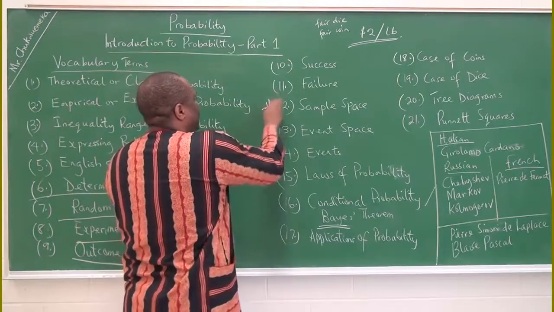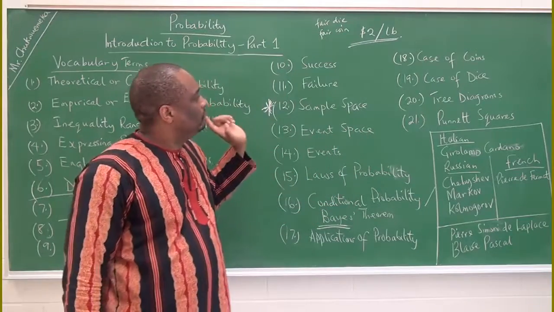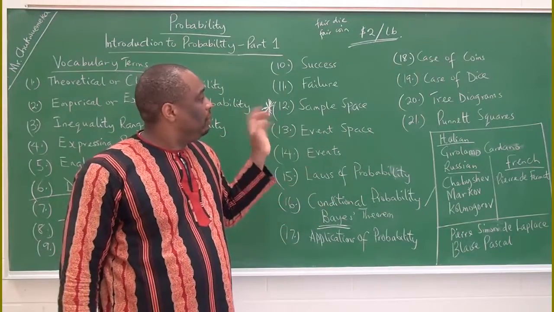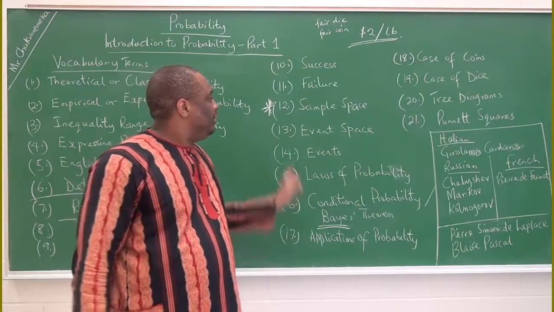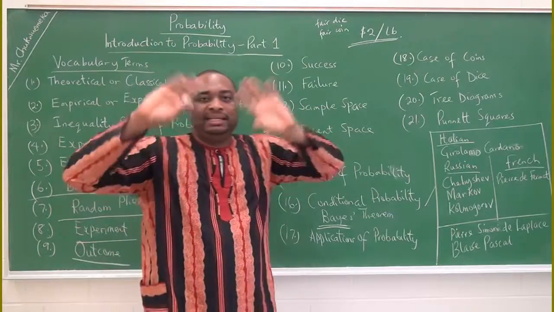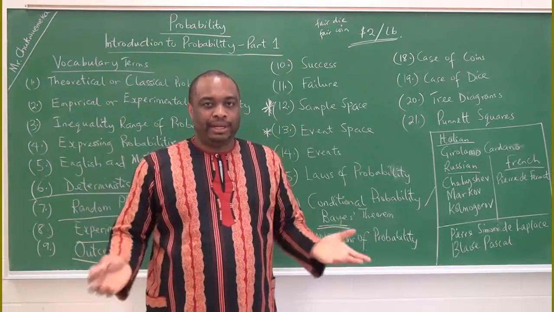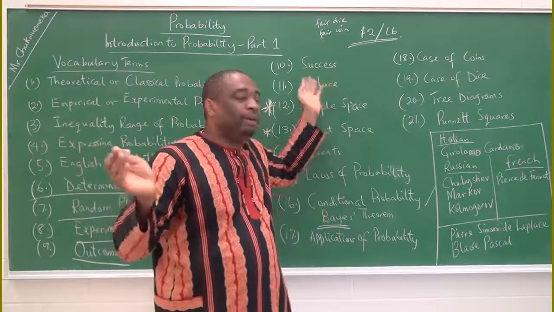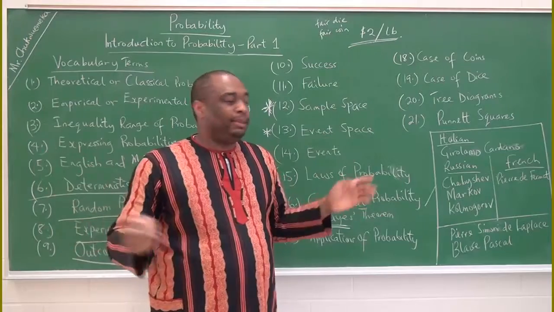It is very, very important that you understand this concept of sample space. Very important. So we will spend some time on it in this video. And also event space. Like I said, sample space is a set of all the possible outcomes, all the possible results you can get, both the favorable ones and the unfavorable ones. That gives us the sample space.